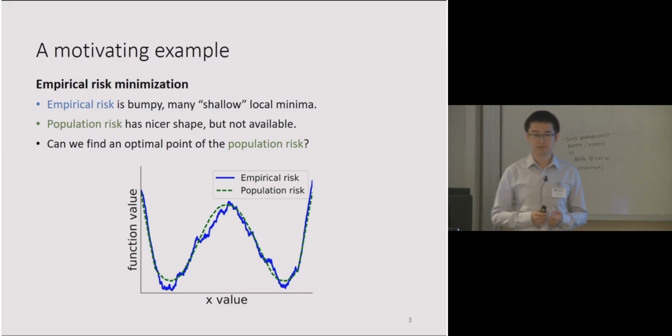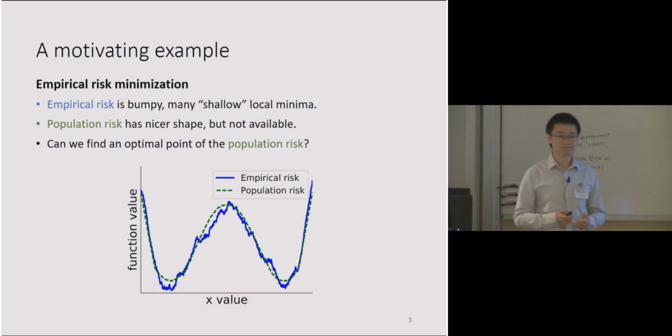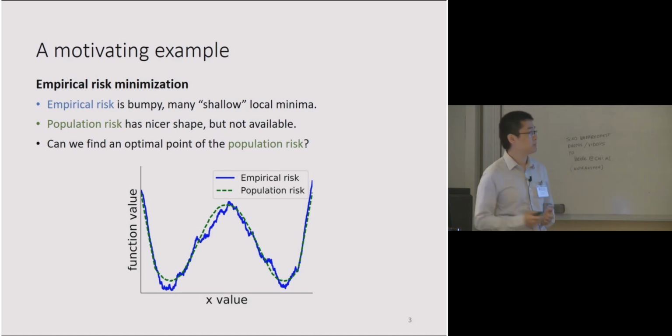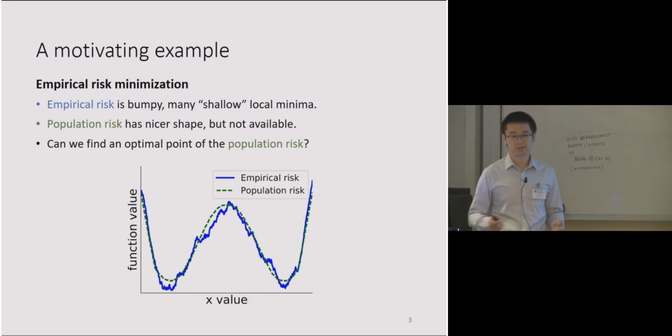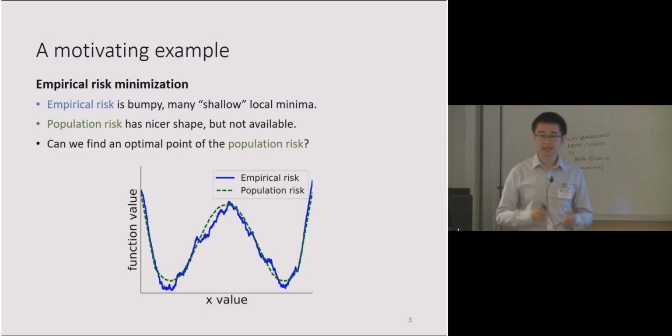but shallow local minima. As a motivating example, let's consider empirical risk minimization. We assume that empirical risk is pretty bumpy, spiky, and contains poor but shallow local minima. But we assume that the population risk has a much nicer shape, and all of the local minima of the population risk are global minima. So this is just one concrete example. The question is, can we find an algorithm that executes on the empirical risk, but is guaranteed to find optimal solutions of the population risk?